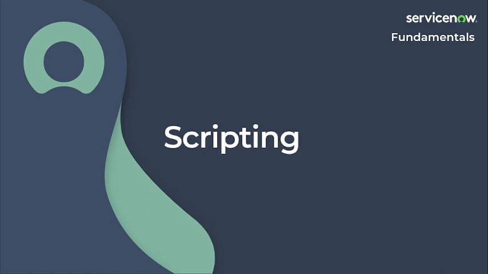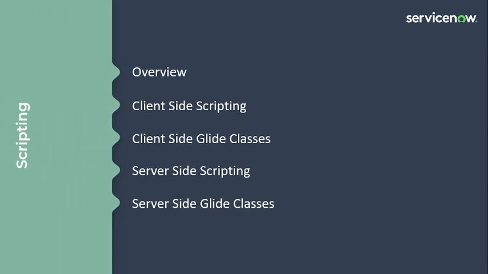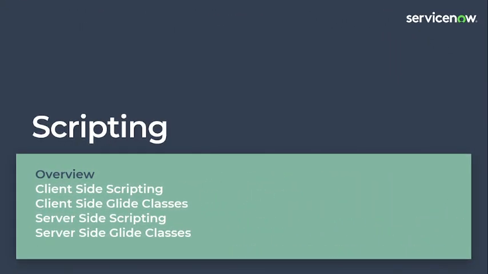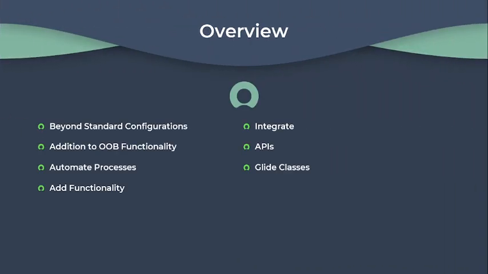In my last video, I explained the system properties, which includes overview, available system properties, add a system property, create system properties module, and create system properties category. In this video, I will explain the scripting, which includes overview of scripting, client-side scripting, client-side glide classes, server-side scripting, and server-side glide classes. So let's start with the overview of scripting.